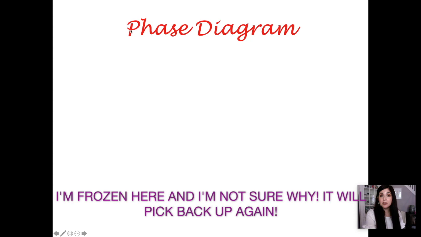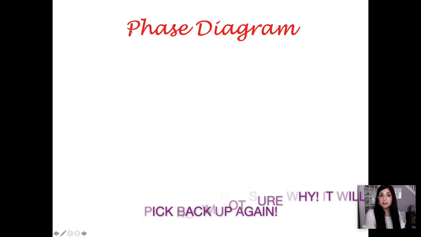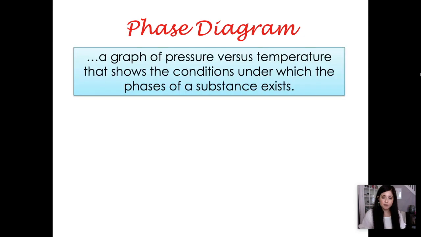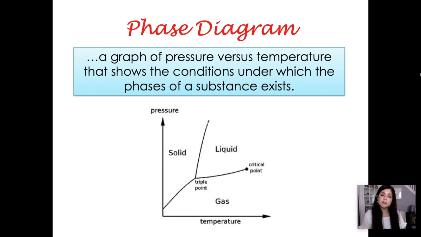So a phase diagram is a graph, and it's a graph of pressure versus temperature. And this graph of pressure versus temperature shows the conditions under which the phases of a substance exist. So generally they'll look a little something like this. Now this is a very generic phase diagram.